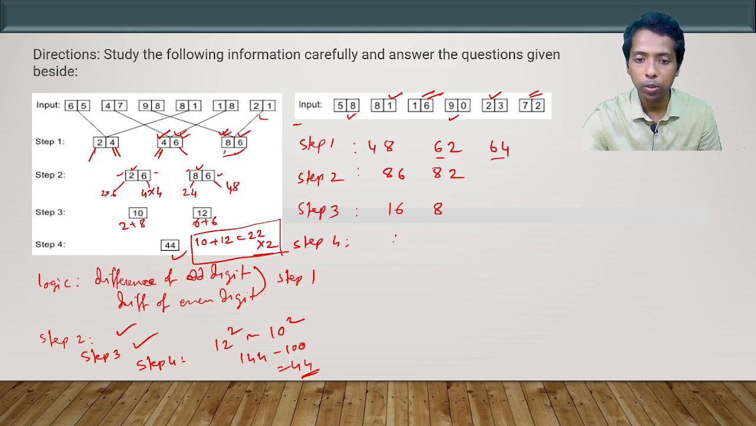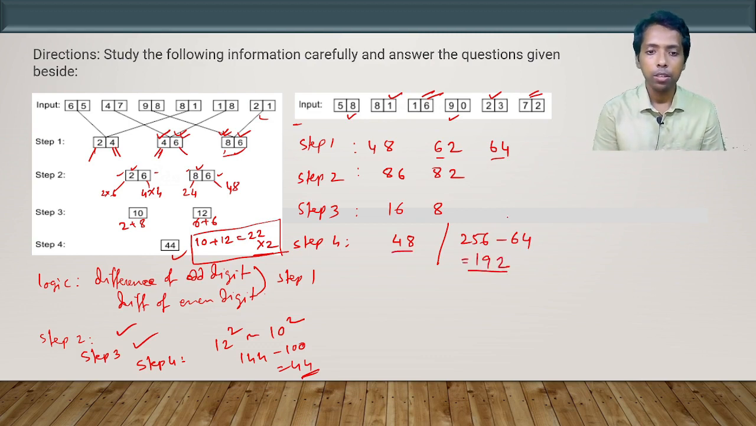24 multiplied by 2, that is 48. Or 16 square, that is 256, and 8 square, that is 64. So, this gives 192. So, there are two different values in step 4. Just keep this in mind and we will solve the questions here.